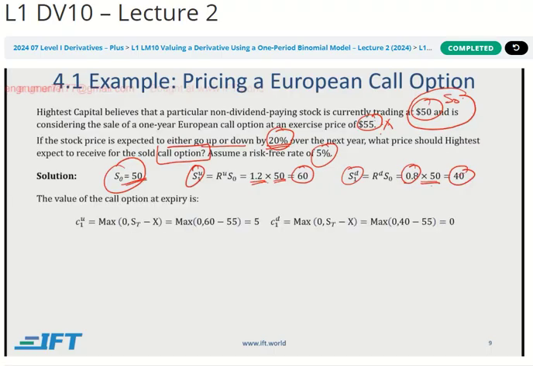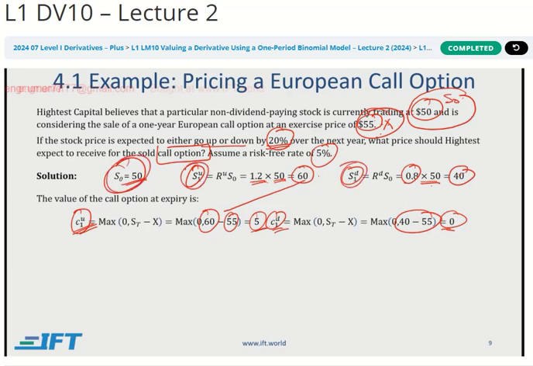Second step is calculate the value of the call option if it goes up. So if it goes up to 60 and your exercise price is 55, then you can buy at 55 and sell at 60. So the up value of the call option is 5. If it goes down to 40, naturally it will expire out of the money. You are not going to buy at 55 and sell at 40, so it will be expiring at 0. So the C down is going to be 0 and C up is going to be 5. So this is the second step. Now we know S0, S up, S down, C up and C down.